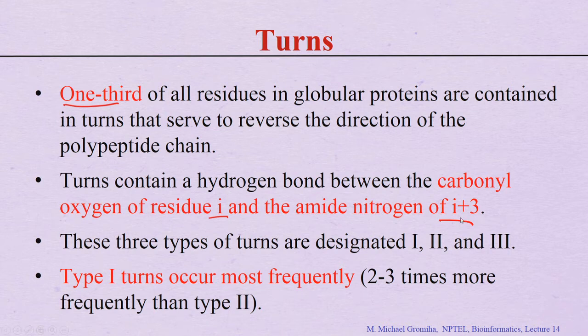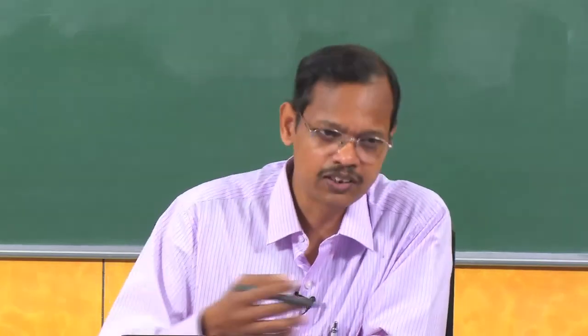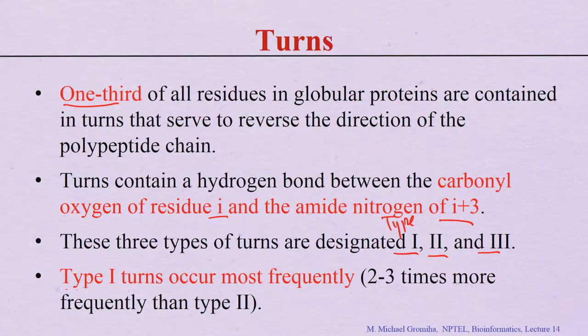Depending upon how these interactions make the bonds, there are 3 different types of turns: type 1, type 2 and type 3. If you look into the frequency of occurrence of turns in protein structures, which one occurs most frequently? Type 1. I will tell you what type 1, type 2 and type 3 are. Type 1 turns occur more frequently than types 2 and 3.